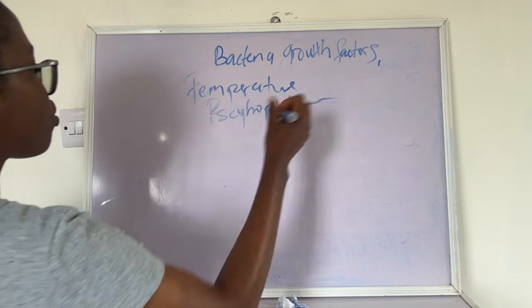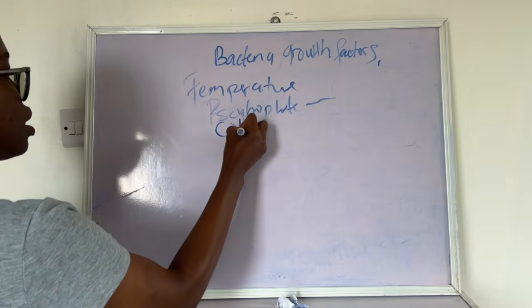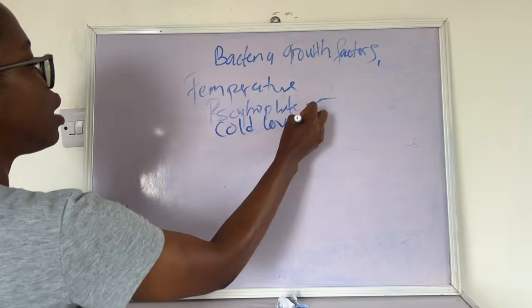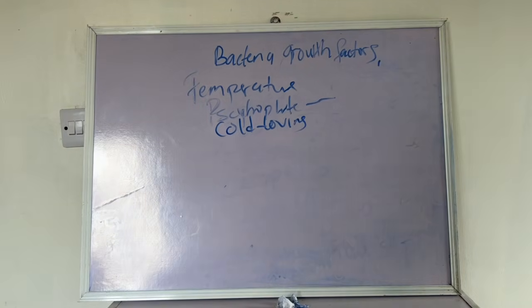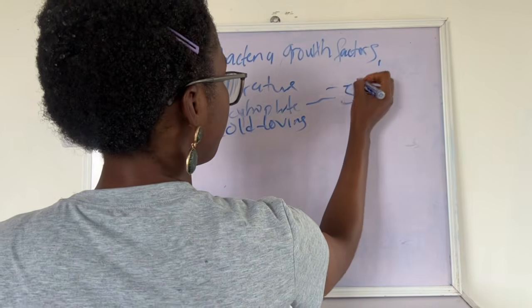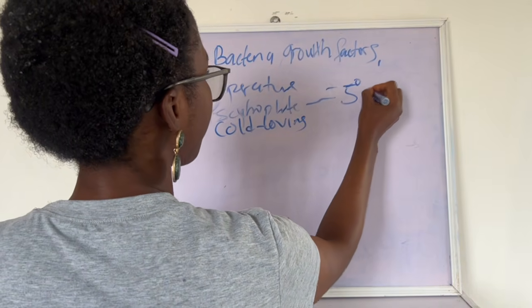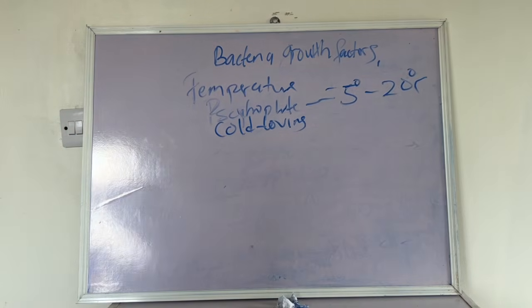From the name Psychrophiles, it means cold loving. These are organisms that love cold environments. You can find them in polar regions, right? They grow best with a growth range of about 5 degrees to 20 degrees Celsius. This is the growth range temperature for Psychrophiles.